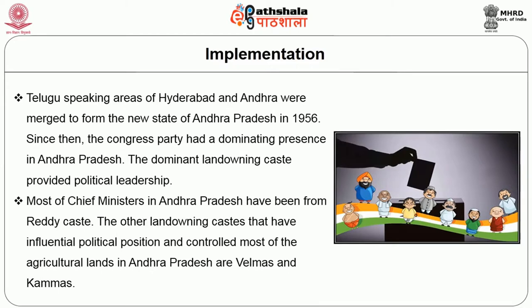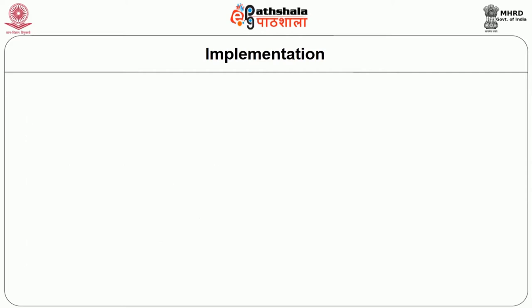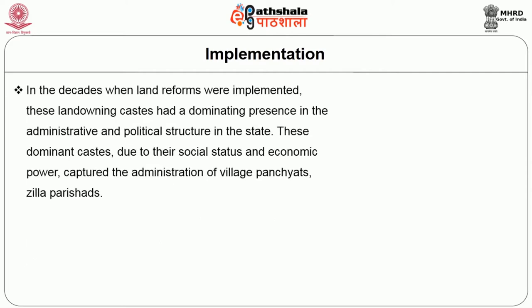The other landowning castes that have influential political positions and control most of the agricultural lands in Andhra Pradesh are Velamas and Kammas. In the decades when land reforms were implemented, these landowning castes had a dominating presence in the administrative and political structure in the state.